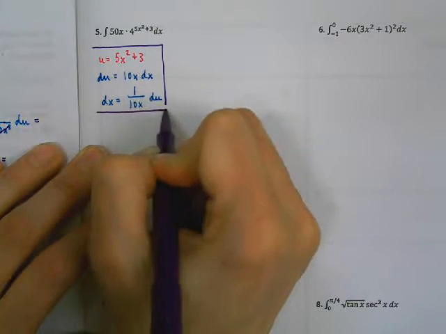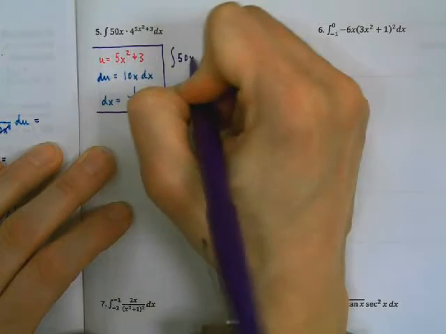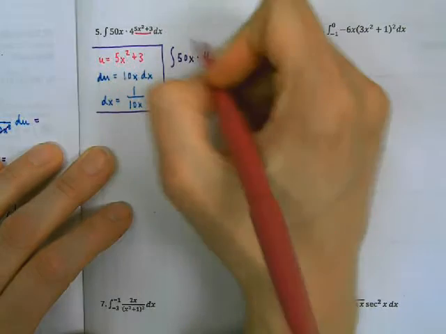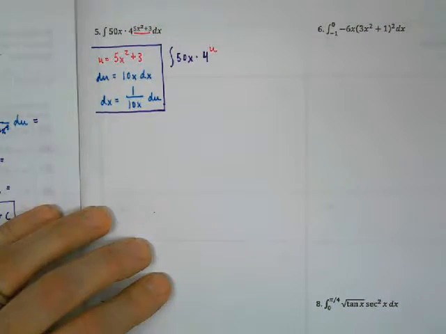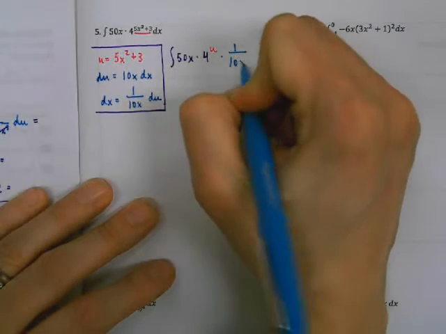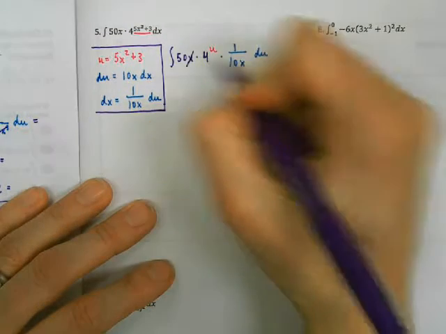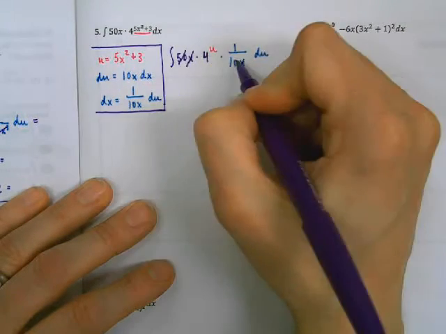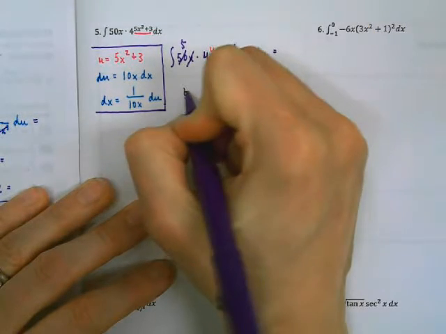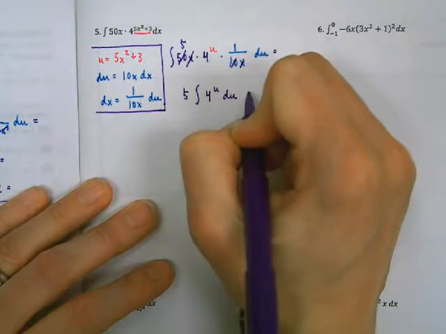So here we have our pieces that we need. So now I have the integral of 50x times 4. All this stuff is what was my u. So I have 4 to the u, and then dx is 1 over 10x times du. I'm going to simplify. My x's are going to cancel. 50 divided by 10 is just going to give me 5. So what I have is 5 times the integral of 4 to the u du.